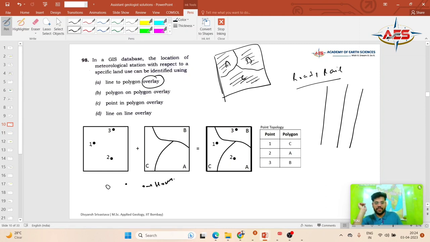Okay, I will give some other example. These are different schools, like 3, 1, 2, they are different schools within a city, sorry, within a city there are different schools. Now we have to find out which schools are in which localities. So we give this other layer of information which is the polygon.